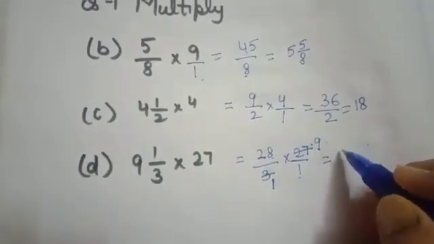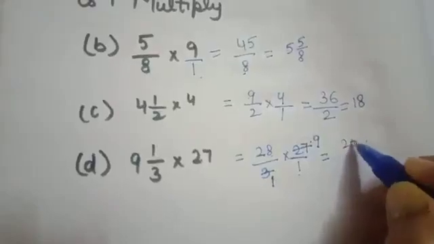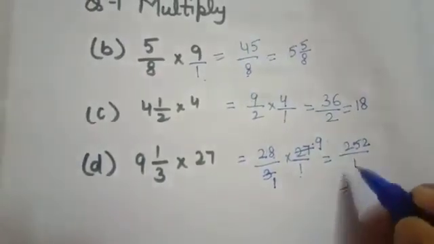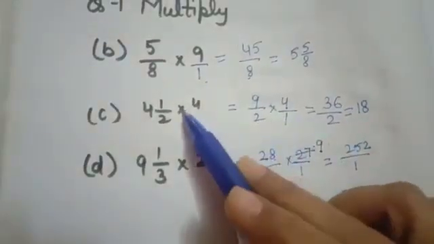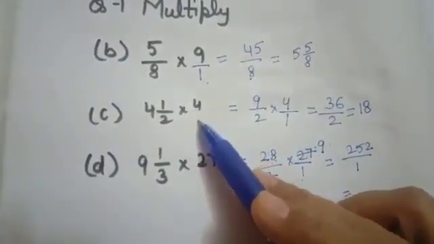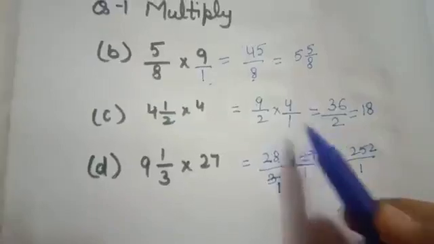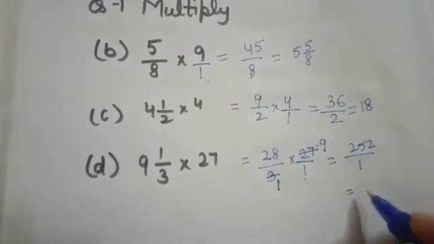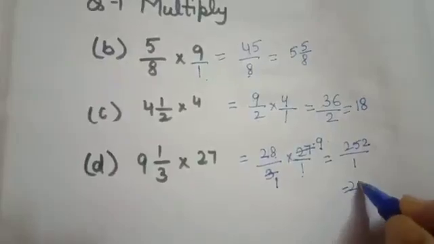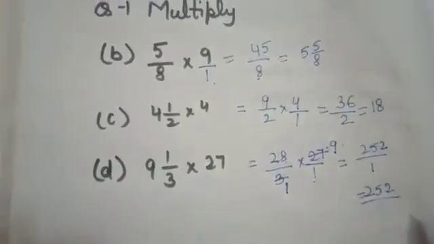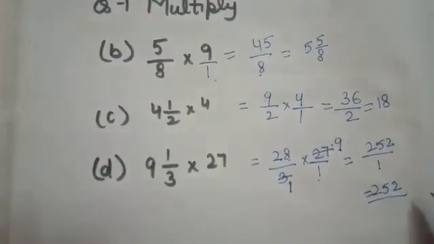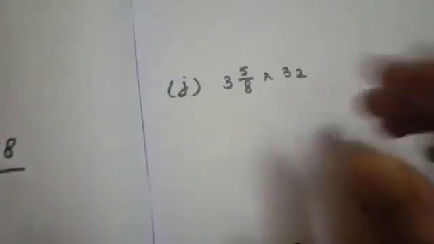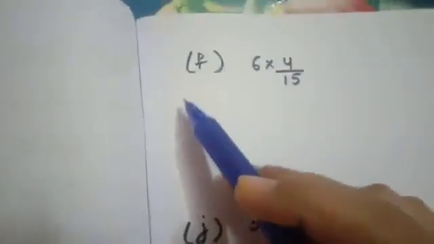28 nines are 252. 1 one is 1. If a number has nothing in the denominator, then we write 1. But if a number has 1 in the denominator, then we can leave that denominator and the answer is 252. Okay, let's see another part, which is the F part of the question.